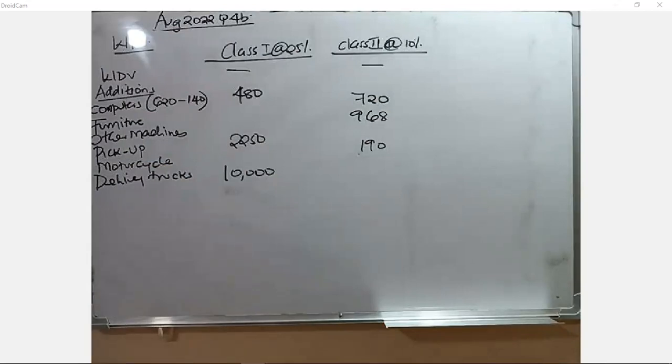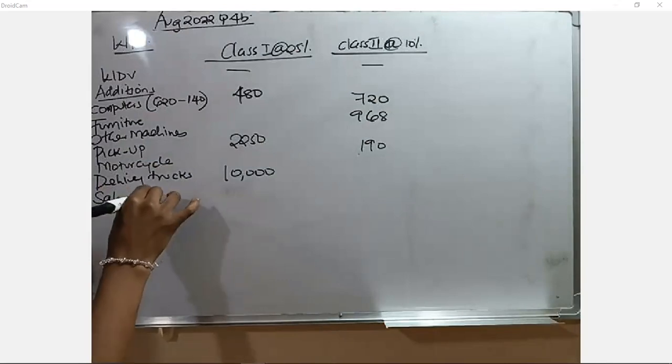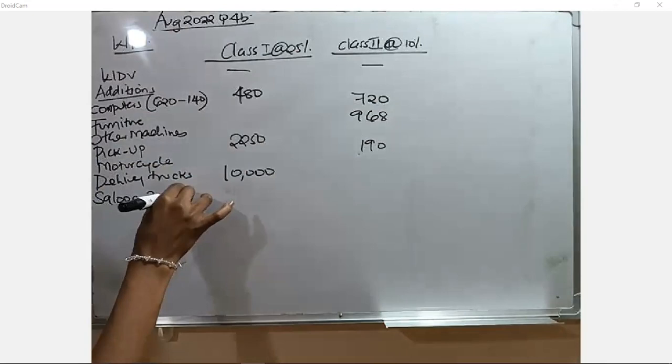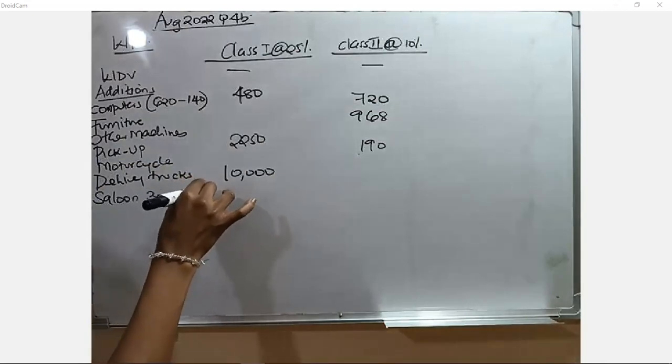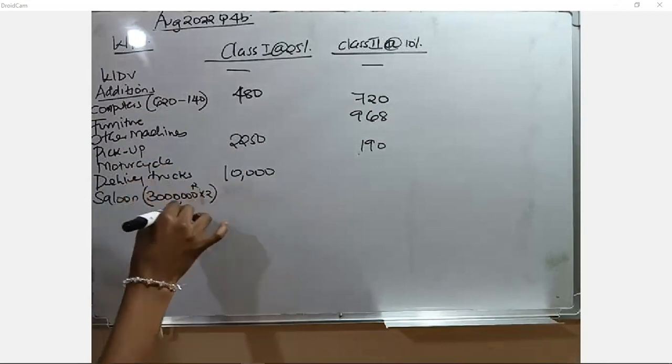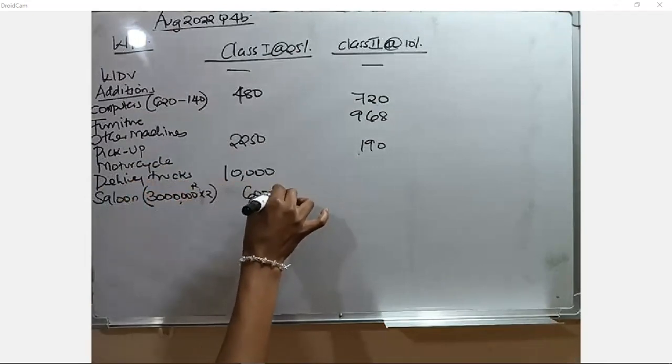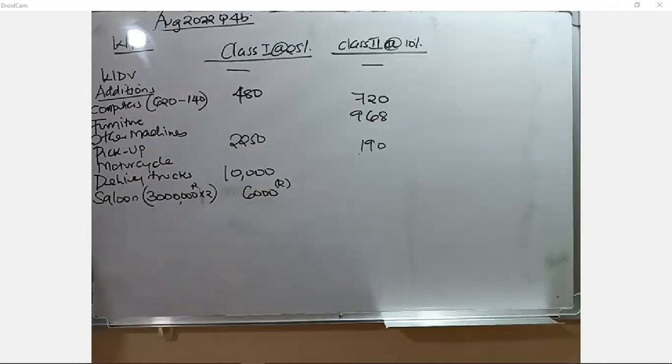Then you have been told 2 saloon cars were purchased at a cost of 3.6 million. Saloon cars, we say any cost that exceeds 3 million is restricted. So it means I will be able to take 3 million restricted. You multiply by 2, because 1 is 3.6. So it will be 6,000. You write here restricted. You write there restricted. That is what I was meaning.